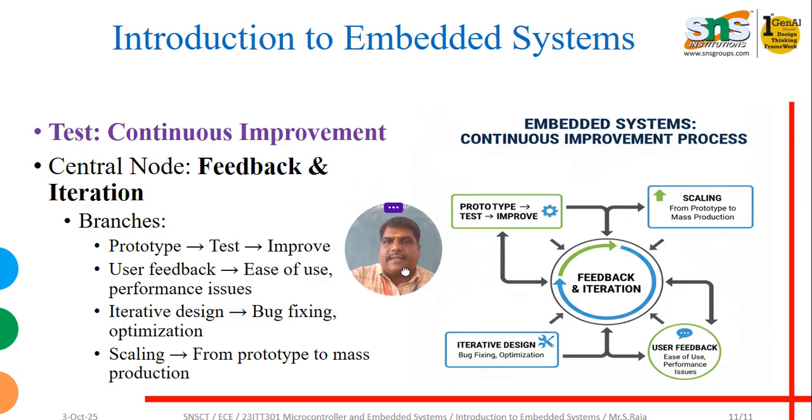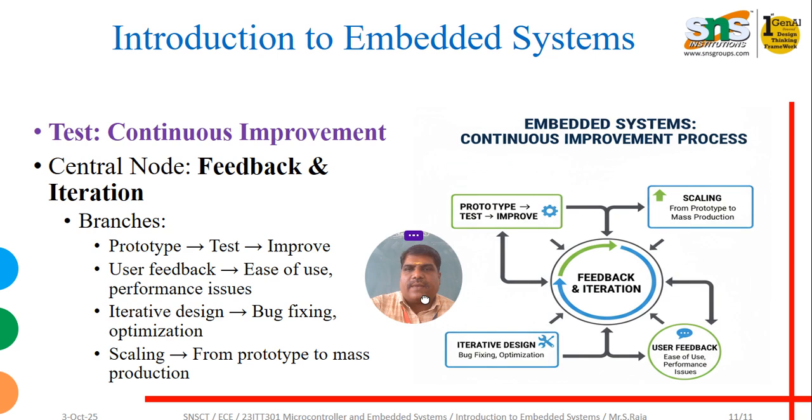So the next part is continuous and user-friendly improvement. That is, we have to get feedback and iteration from the users. The branches are prototype, test, improve. User feedback covers ease of use and performance issues. Iterative design is for bug fixing and optimization. Then scaling factors are from prototype to mass production.